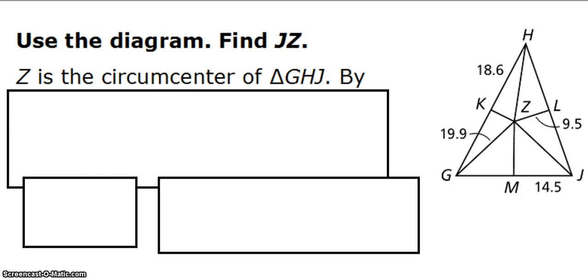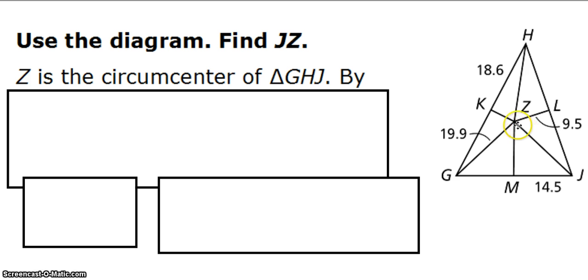Okay, we're asked to use this diagram to find JZ. Z is the circumcenter of triangle GHJ. So we're looking for JZ. You can see it's formed by using the circumcenter of the triangle to a vertex. By definition, the circumcenter creates three segments that are congruent, a segment from the point to any of the vertices, right?